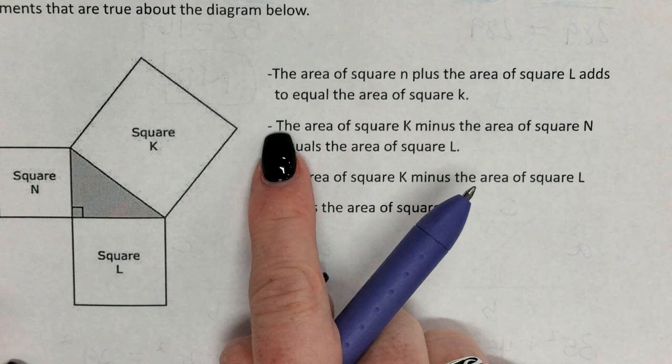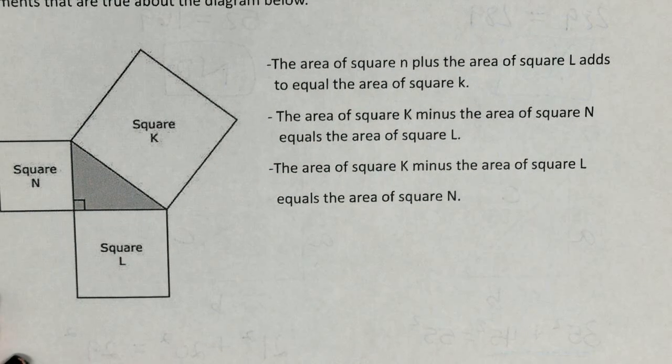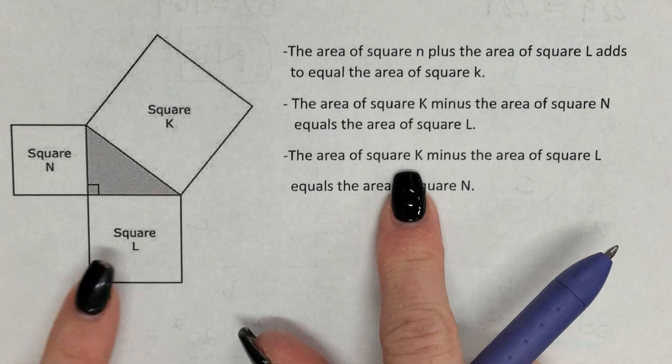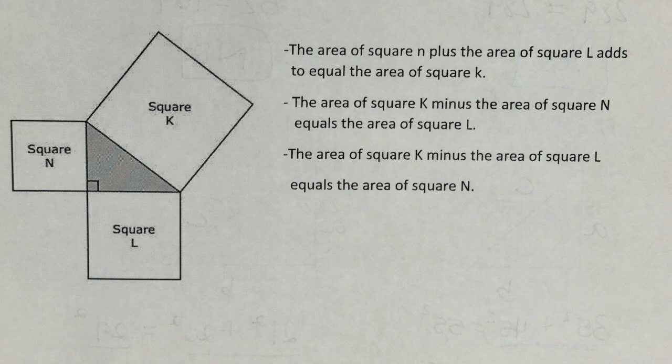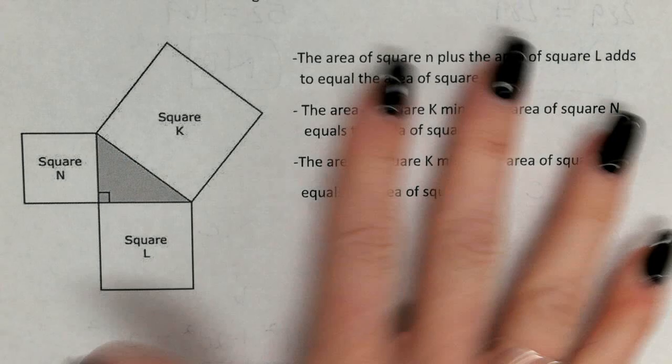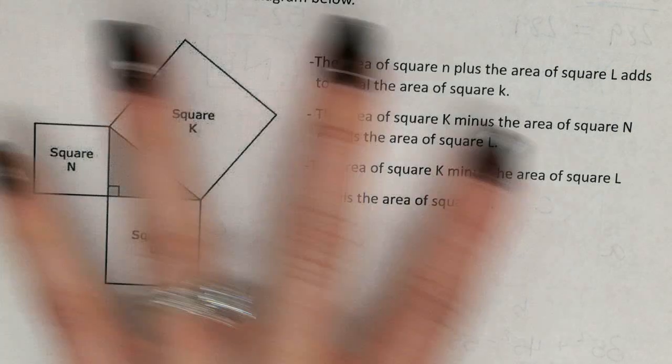And so that's what this says. The area of k minus n equals L. And you could also write k minus L equals n. And I've seen them ask a question like, which of the following is true? And then you would just have to pick the one that's correct. Okay? Does that make sense to you guys?